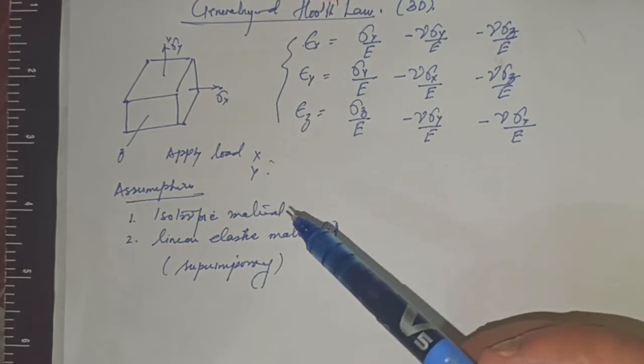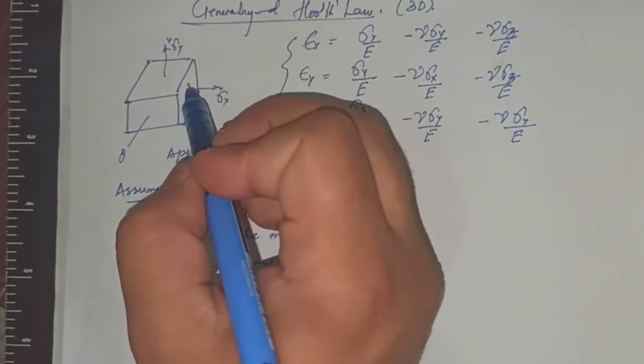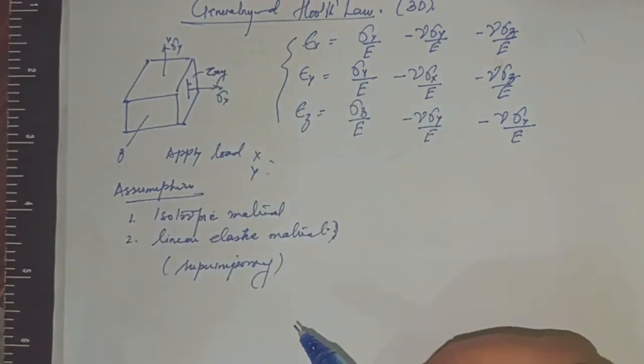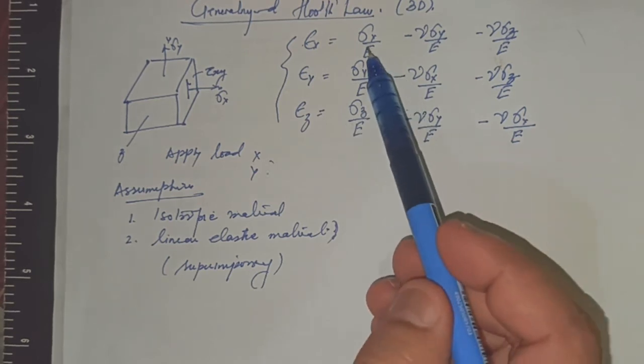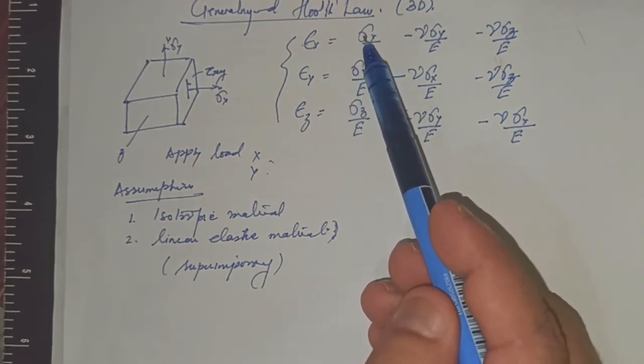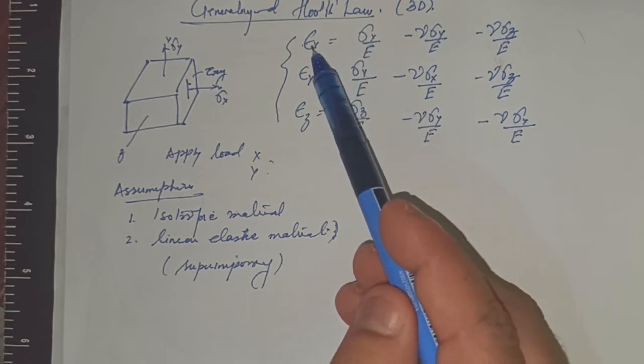Further, we will be having a shear also. So if I apply tau xy, but where is the modulus? This modulus E is for normal stresses only, normal stress and corresponding normal strains.